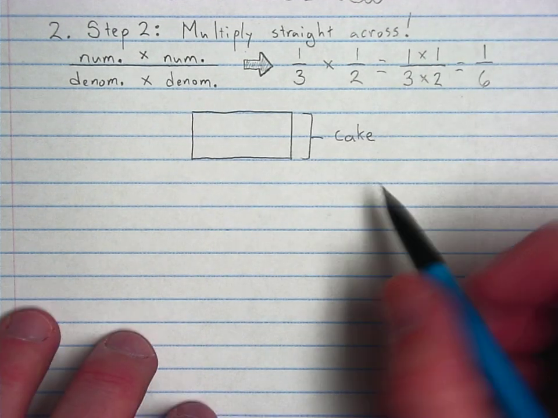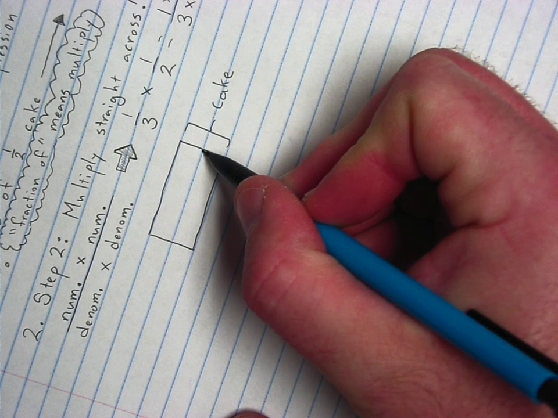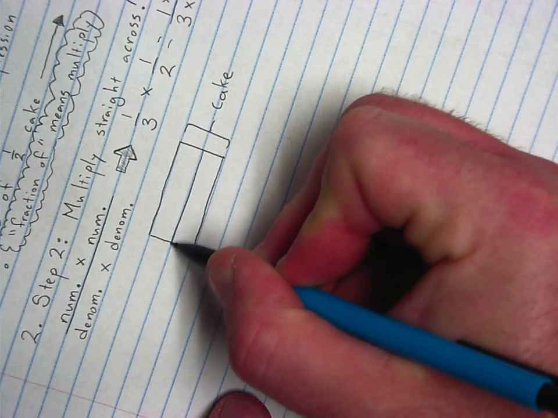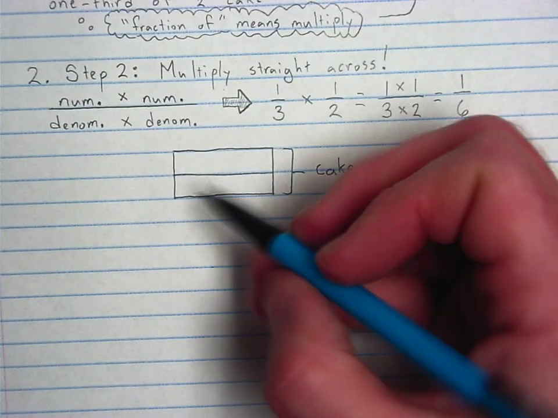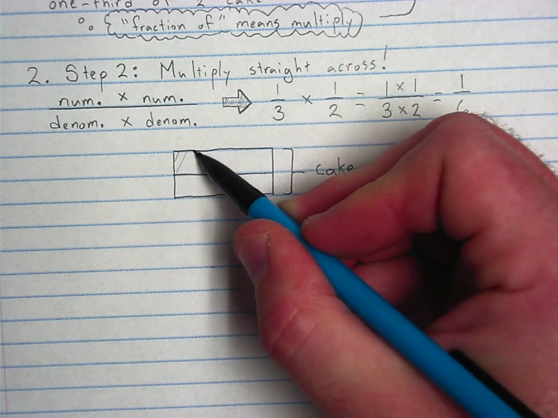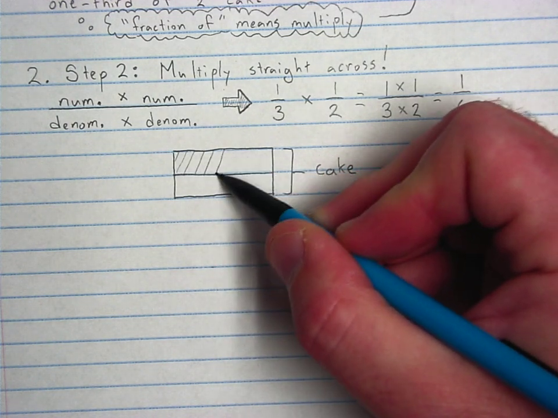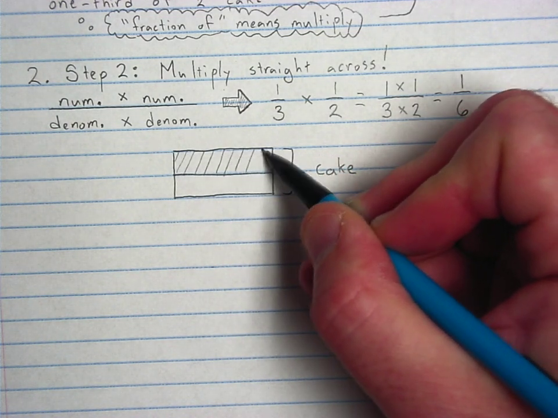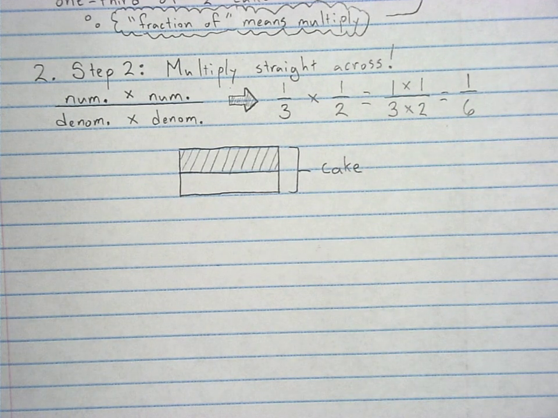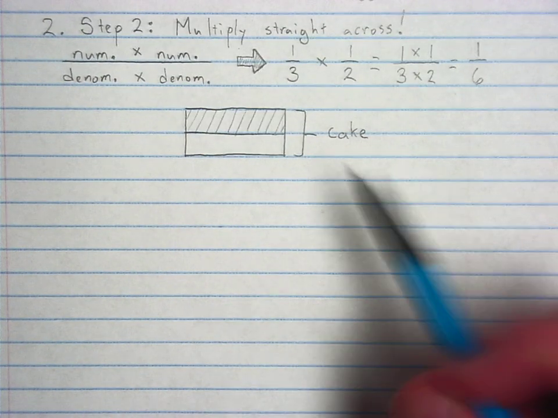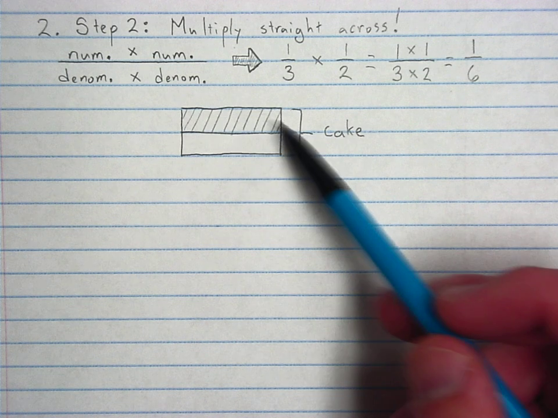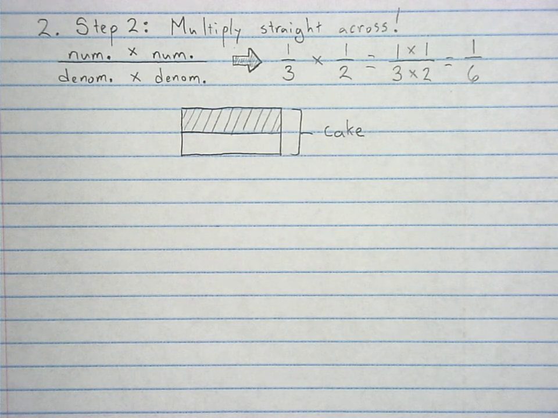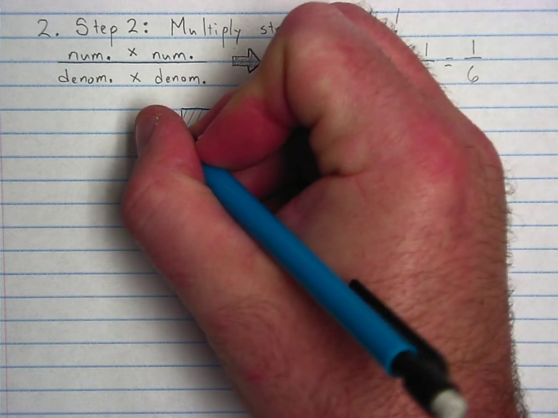So here's my cake. I only have half of it left. I got one of those big Costco cakes. I had a party. My guests devoured half of it. All right, so this part down below is gone. It's just this part right here. Now, that's your 1/2.